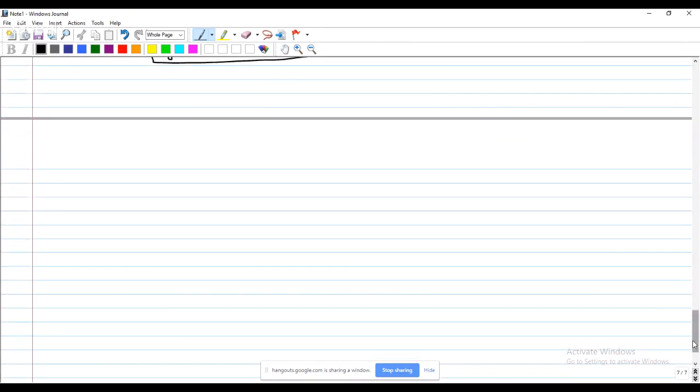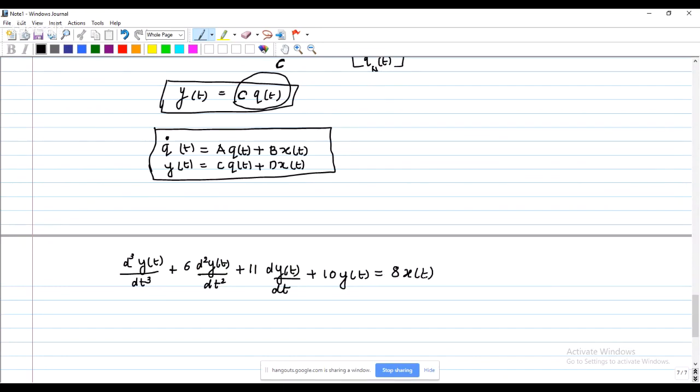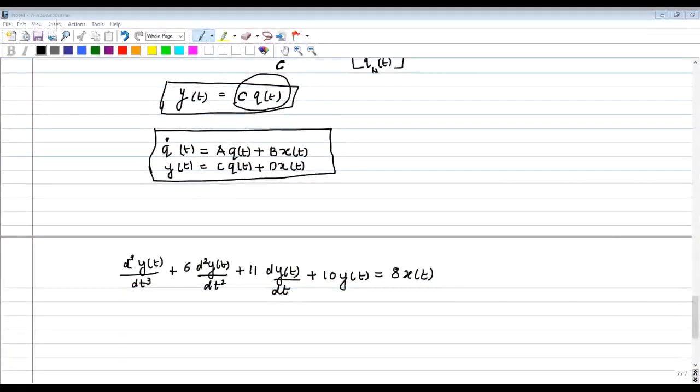So let us go for a problem. The problem says we need to represent an LTI system which is given by d cube y of t by dt cube plus 6 d square y of t by dt square plus 11 dy of t by dt plus 10 y of t equal to 8 x of t. Everyone there with me? We are starting with the problem now.